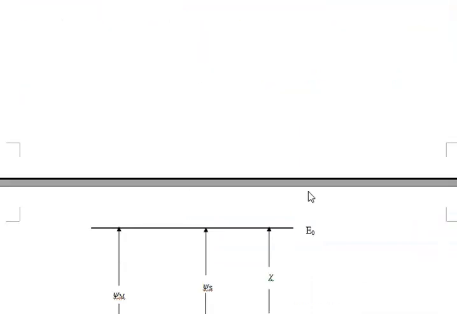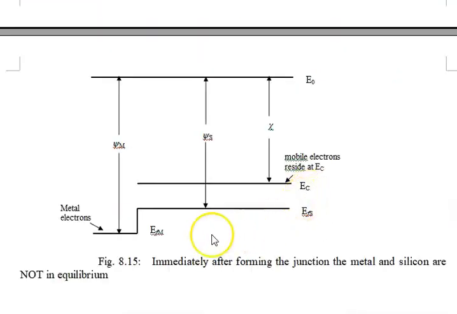So now we bring these two bad boys together, and this is exactly what we would expect. Are they in equilibrium? You bet they're not, because the Fermi levels are not congruent. So what's going to happen is this guy's either going to fall, or this guy's going to rise, or this guy will fall and this guy will rise.